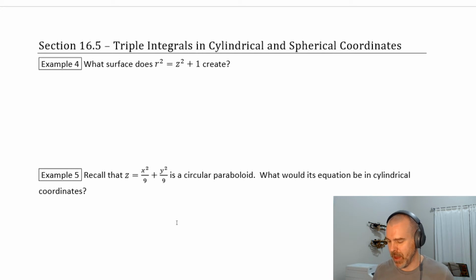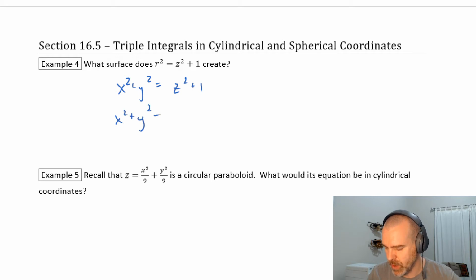Let's talk a little bit about some additional equations here. What would the surface r squared equals z squared plus 1 create? Let's think about that. r squared equals z squared plus 1. Well, r squared is x squared plus y squared, so x squared plus y squared equals z squared plus 1. If we subtract, x squared plus y squared minus z squared equals 1. You might recognize that, you might not. Let's do some traces.